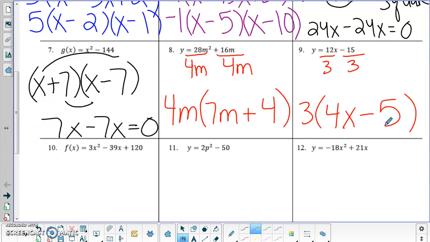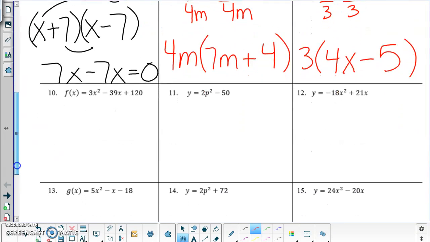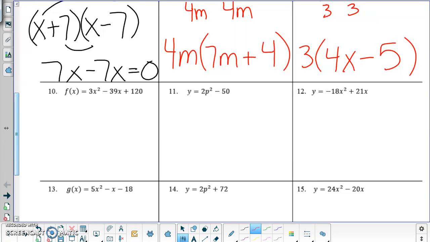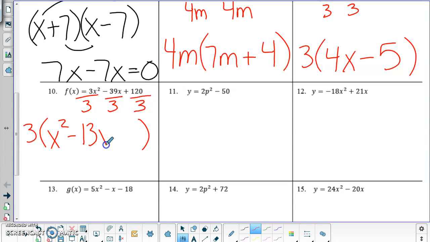Okay, number 10, always look for the GCF first. I can divide every number by 3. That's my GCF. Okay, so the GCF comes outside of the parentheses. So 3 divided by 3 is 1, so I'm just left with x squared. 39 divided by 3, that's 13, so I'm left with 13x. And 120 divided by 3 is 40.